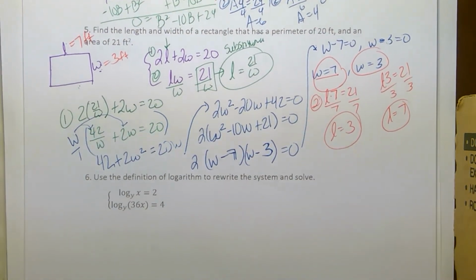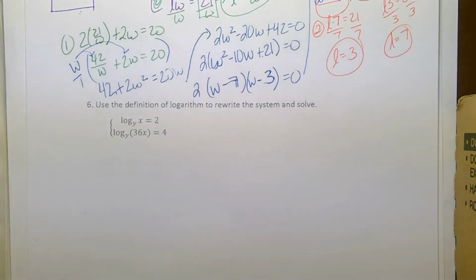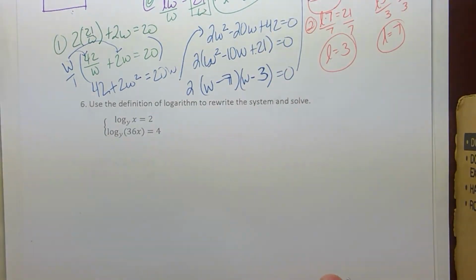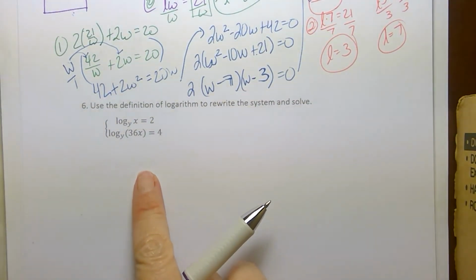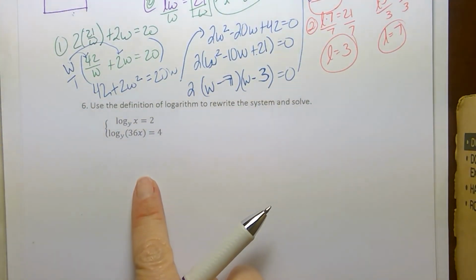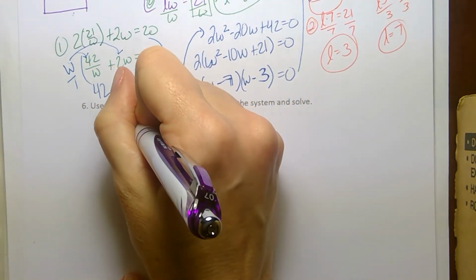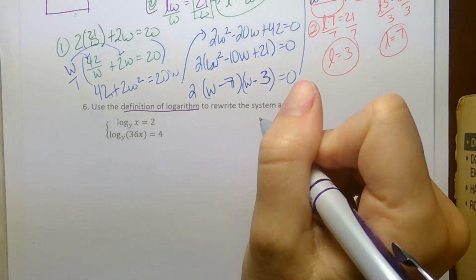All right, this last one is a logarithmic system. Now the graphs of the logarithms, I'm not going to make you work through what those would look like and try to visualize that. I did give you a hint here. I can't solve for my system with it in log form. I'm just not familiar enough with logarithms. What I can do is apply the definition of logarithm to rewrite the system.